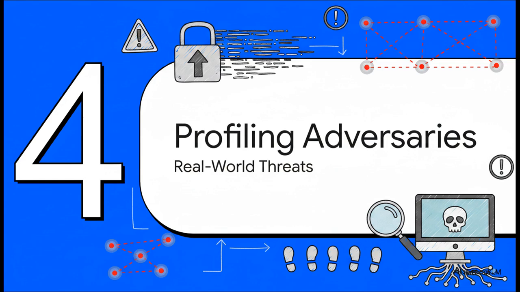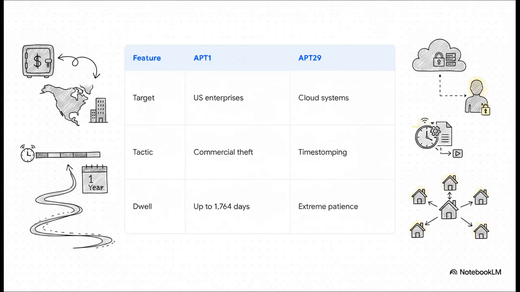All right, part 4, profiling the adversary. Let's ground all this theory in reality by looking at a couple of specific APT groups and the tangible warning signs they leave behind. We're going to profile two well-known groups based on industry and academic intelligence. First, take a look at APT-1. This group has been operating since at least 2006, and their specialty is stealing commercial and industrial data from U.S.